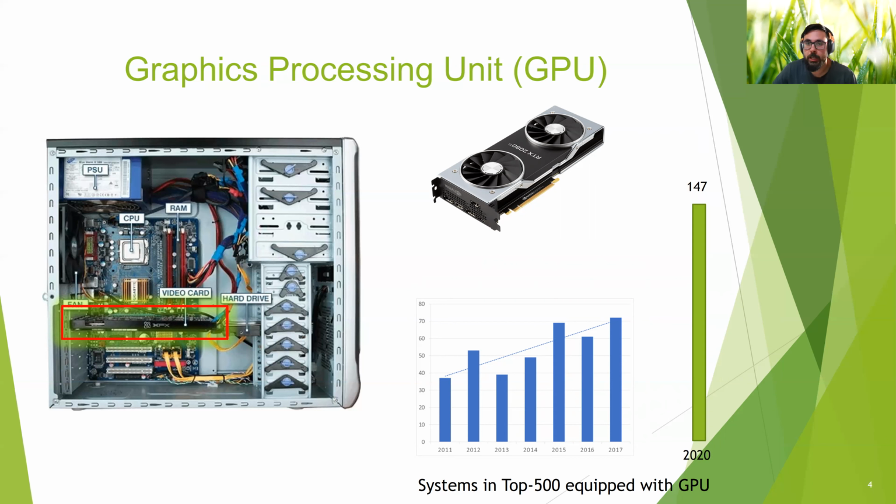Nowadays, it's hard to imagine that such problems as deep learning or mining of cryptocurrency are done without GPU. Not only because GPU are much faster for these problems than CPUs, but also because they are more energy efficient. In the top 500, the 500 fastest supercomputers in the world, the number of systems equipped with accelerators steadily grows and reaches almost 150 in the last year.